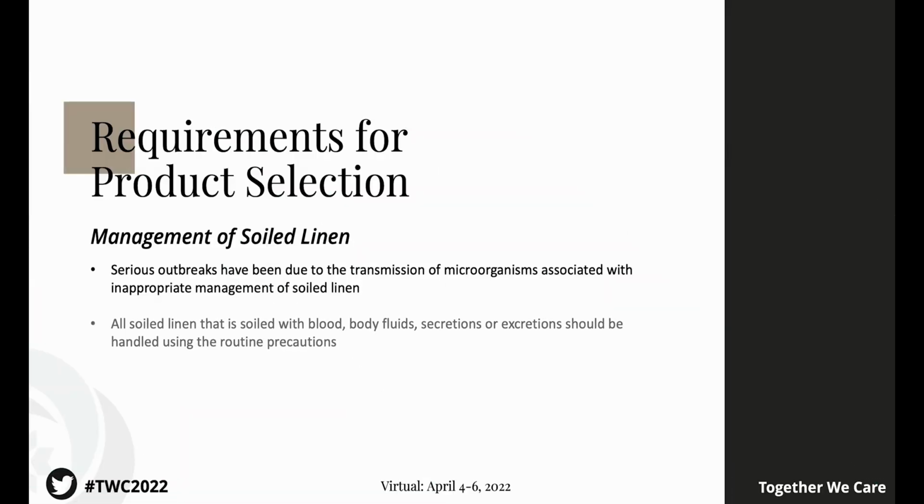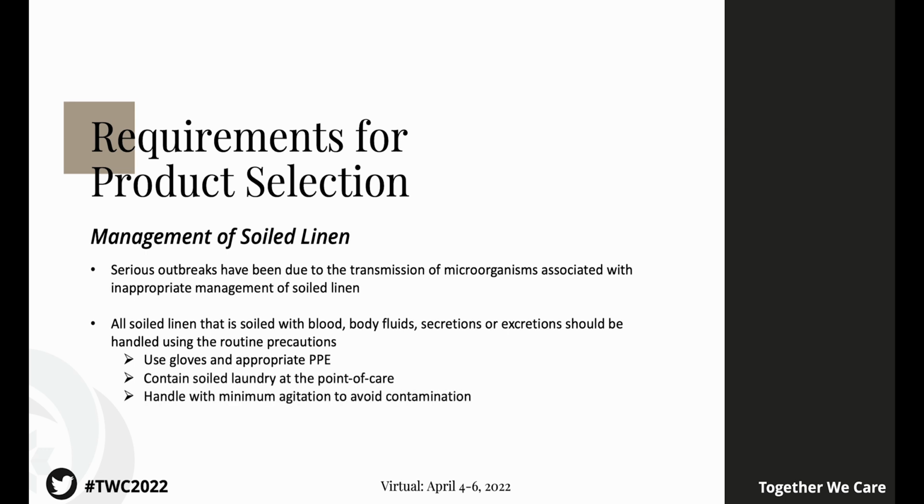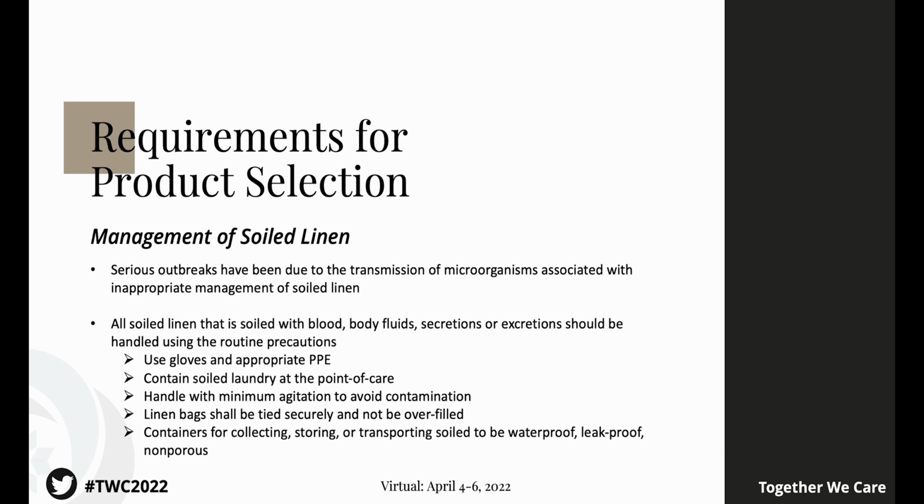Serious outbreaks have been due to the transmission of microorganisms associated with inappropriate management of soiled linen. That is why it is so important to know how to properly manage and store soiled linens. All linen that is soiled with blood, body fluids, secretions, or excretions should be handled using these routine precautions. Use gloves and appropriate PPE, contain soiled laundry at the point of care, and handle with minimum agitation to avoid contamination. Linen bags shall be tied securely and not be overfilled, and containers for collecting, storing, or transporting soiled linens should be waterproof, leak-proof, and non-porous.